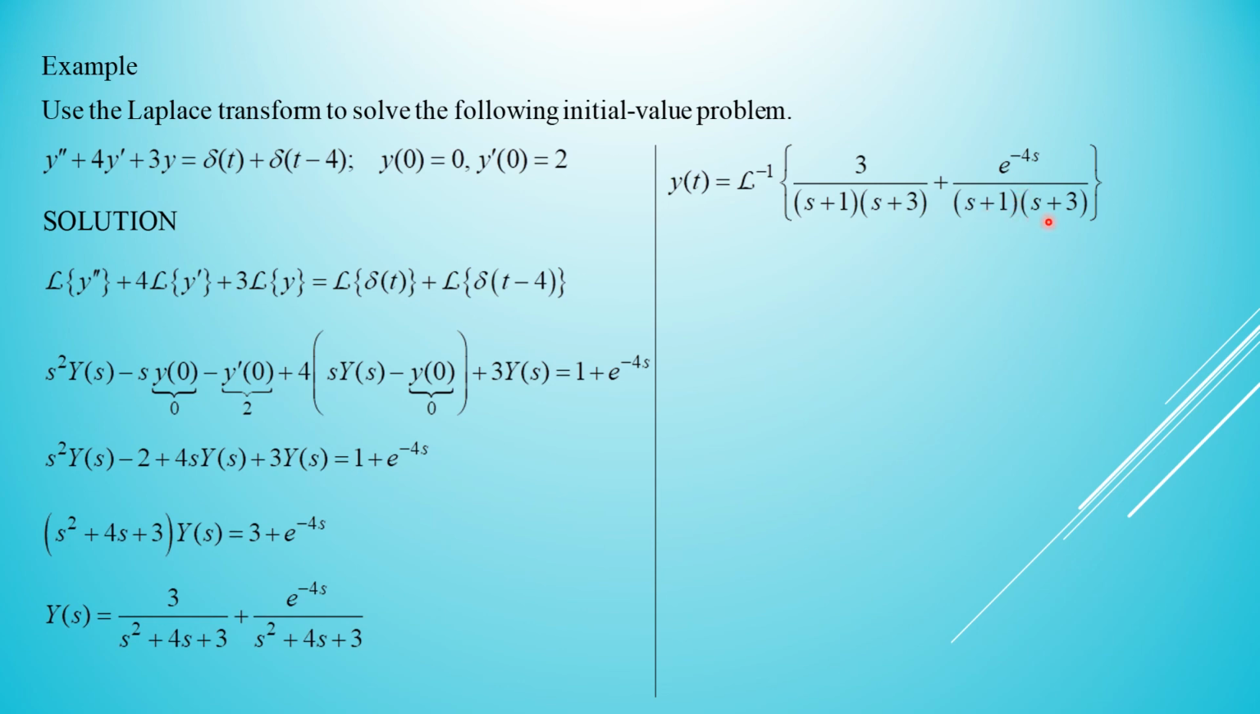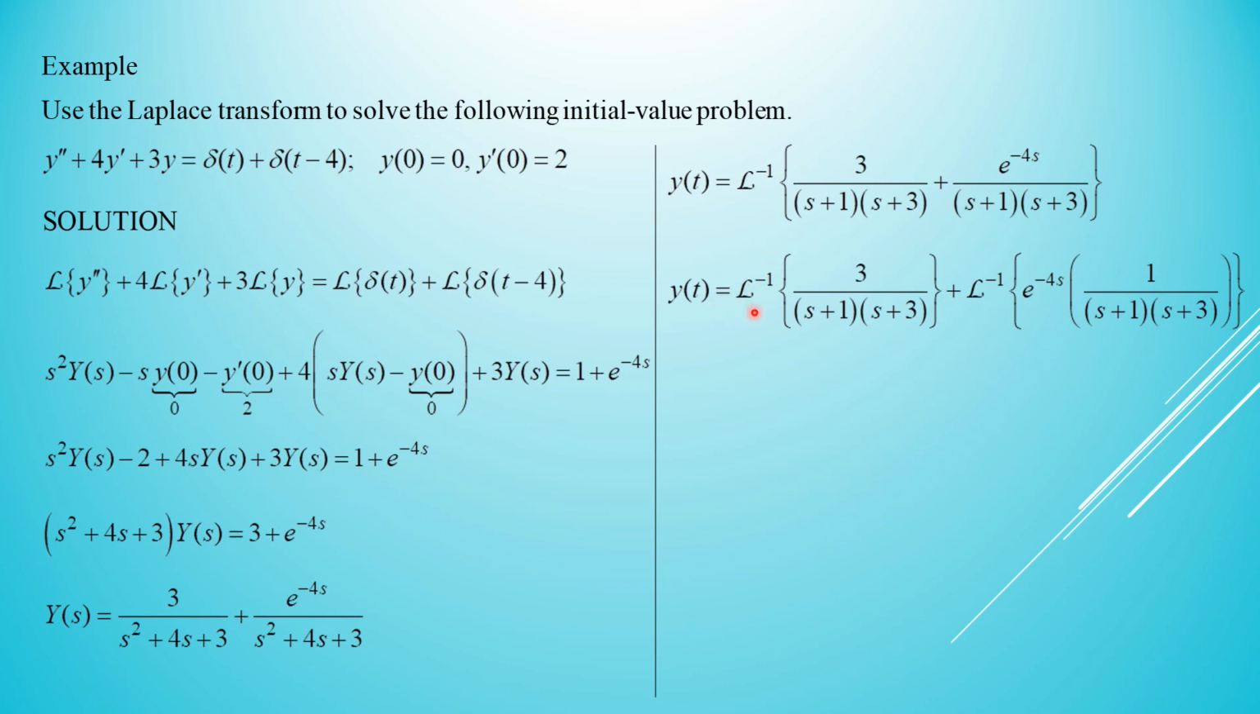Okay, so by the linearity of the inverse transform, we can split this into two inverse transform problems. So we write y of t is the inverse of the first term, 3 over (s plus 1)(s plus 3), plus the inverse of the second term. Now the second term involves e to the power of negative 4s, and therefore we need to refer to formula number 21 in order to get its inverse function. So we start by taking out e to the negative 4s, and using formula number 21, F(s) must be this expression here, which is 1 over (s plus 1)(s plus 3).